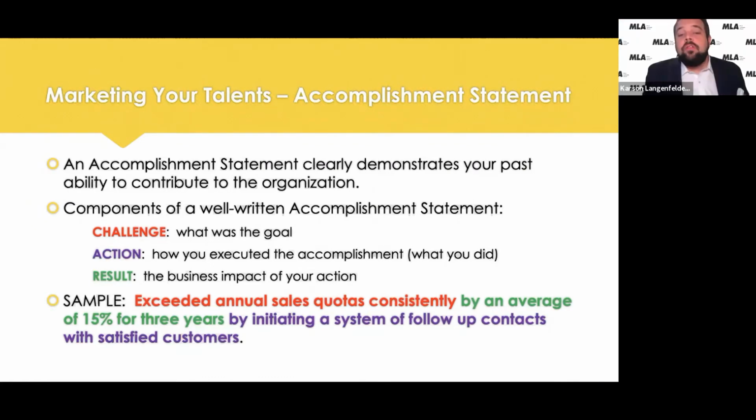That's awesome. So this is another great exercise that we can do with our students, is even presenting them maybe the challenge and then asking them to come up with an action and a result, or vice versa. We can give them the result and ask them to come up with what was the challenge and what was the action. Exactly.